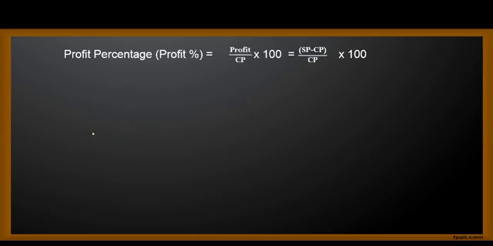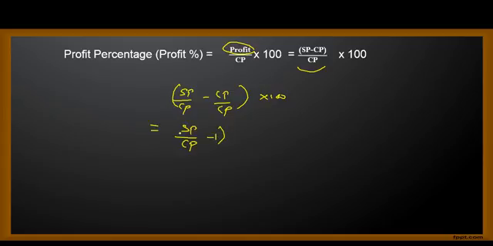Profit percentage is equivalent to profit by cost price into 100, which equals selling price minus cost price by cost price into 100. We can write this also as SP by CP minus CP by CP into 100. This is equivalent to SP by CP minus 1 into 100. So if you know the ratio between selling price and cost price, we can find the profit percentage.